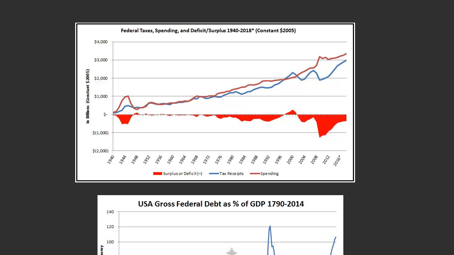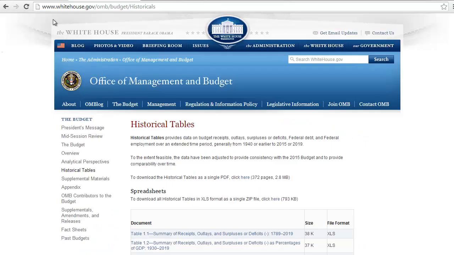There are references throughout macroeconomics to the United States' spending and taxing history over time and the debt as a percent of GDP for the United States and for other countries. So I thought it would be useful to take a look at that. I've got that in these two charts here that I've put together from information that is publicly available from the White House and the Office of Management and Budget.